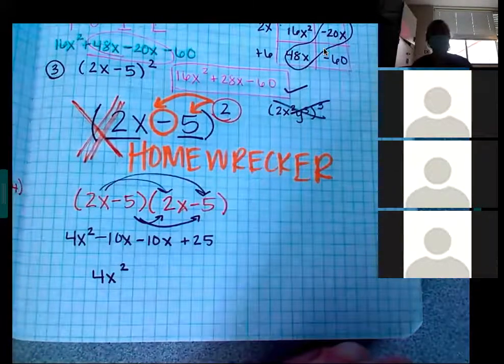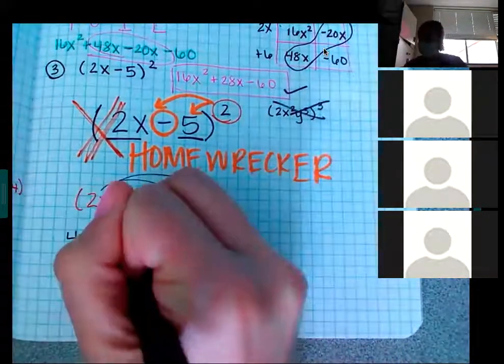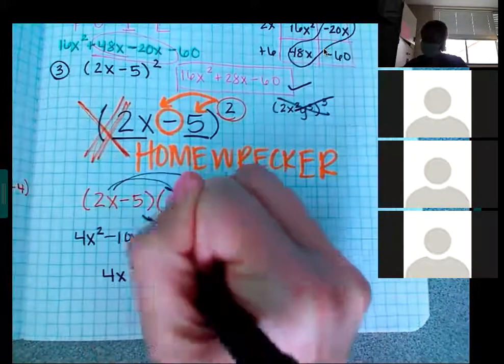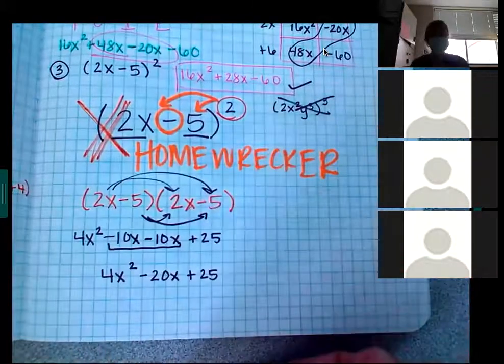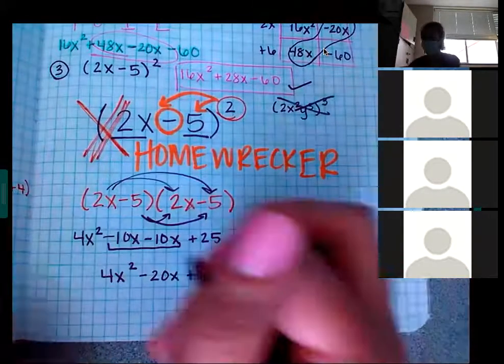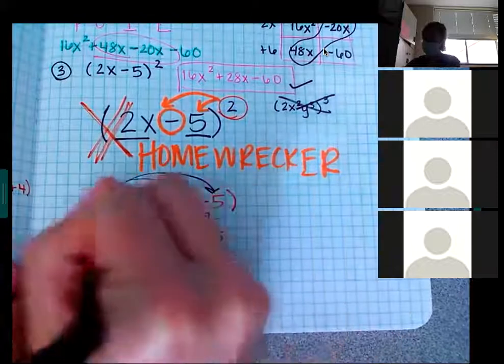What's the final answer? Oh, yes. Oh, be careful, not 10 to the second power. You're doing negative 10 and negative 10 together. That makes negative 20 plus 25.